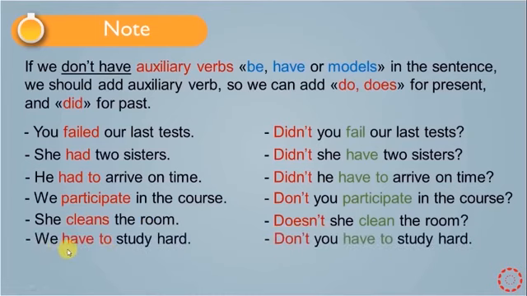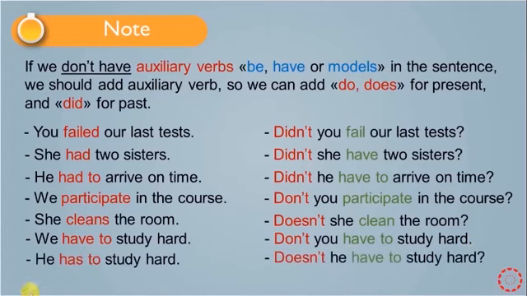Another example, we have to study hard. Here also we don't have an auxiliary verb. The sentence is present, and also we have you as a subject. We say don't. Don't you have to study hard? Sorry, here we have a question mark at the end.